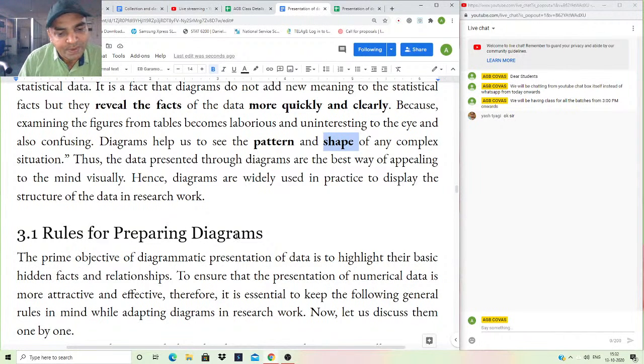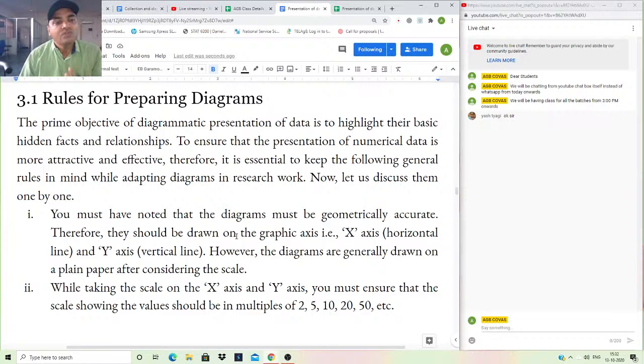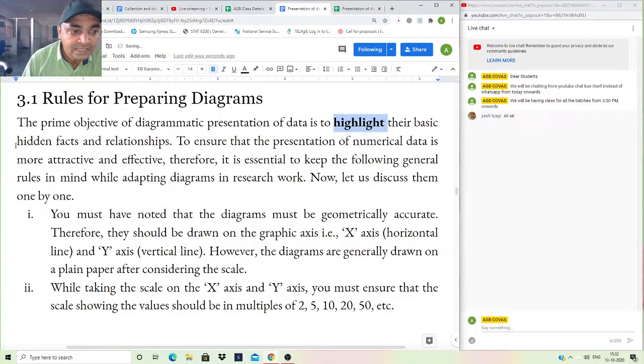Now, rules for preparing a diagram. What are the rules of preparing a diagram? The prime objective of diagrammatic presentation of data is to highlight the basic hidden facts and relationships.